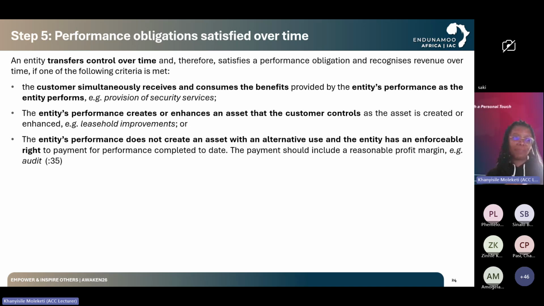The second one is where the entity's performance creates an asset that the customer controls as the asset is created or enhanced. This covers a lot of construction type contracts. But obviously not only construction type contracts, but that's a very good example that we all can kind of see. That we get into this contract, typically the customer owns the land. Then they hire somebody to come and build a house on the land.